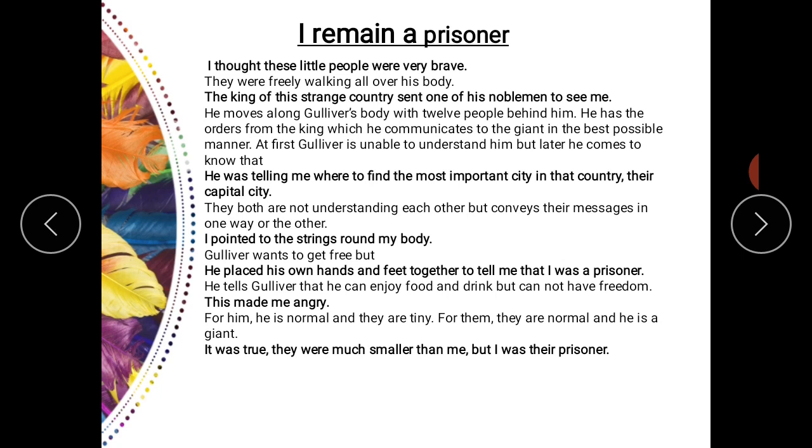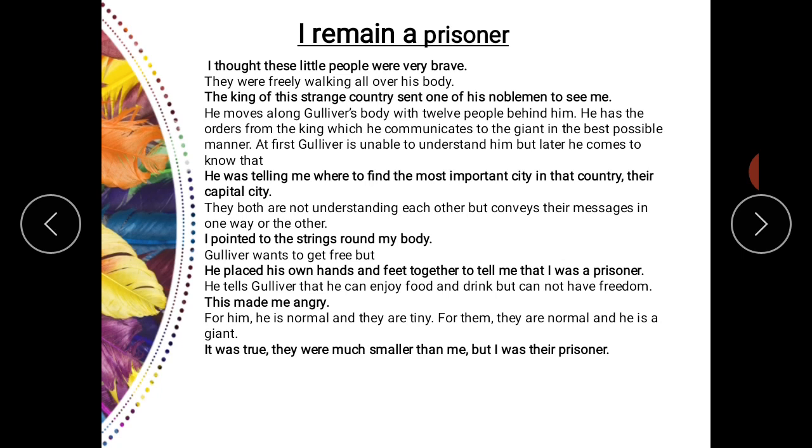And who is the giant here? Gulliver, in the best possible manner. At first, Gulliver is unable to understand him, but later he comes to know that he was telling me where to find the most important city in that country, their capital city. They both are not understanding each other. That important person, that officer, and Gulliver were not understanding each other but conveyed their messages in one way or the other.